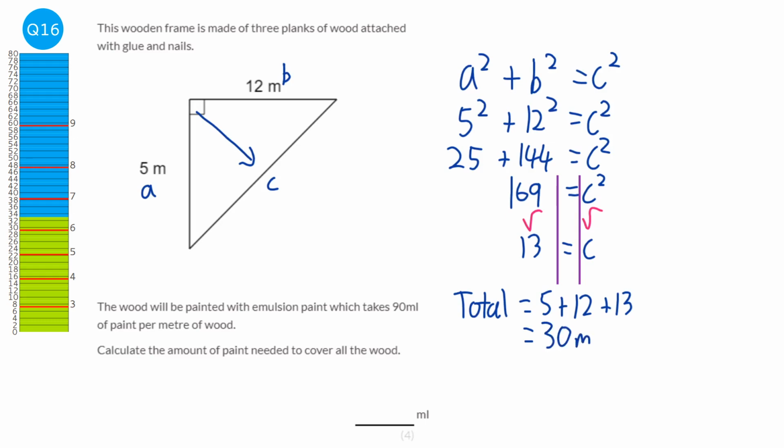Now it does say that we need 90 milliliters of paint per meter of wood. So the amount of paint needed is going to be the 30, because that's the total distance, times the 90, because we need 90 for every meter of wood. 3 times 9 is 27, and then put the 2 zeros at the end. So the answer is 2,700 milliliters.